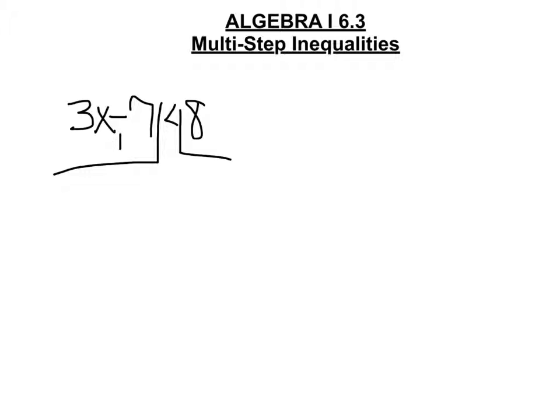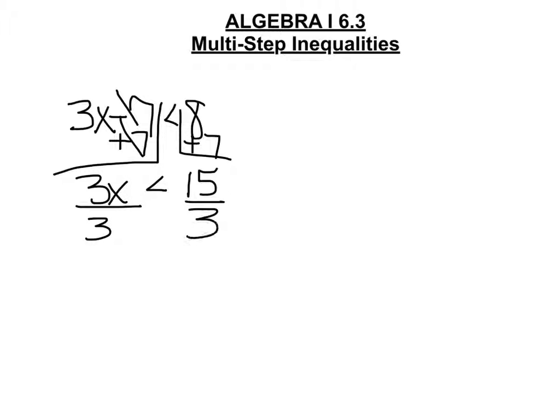So we're going to add 7 to eliminate our 7s here. So we add 7 to the right. So we have 3x is less than 15. Okay, x is being multiplied by 3, so the inverse operation is to divide by 3. So you have x is less than 5.